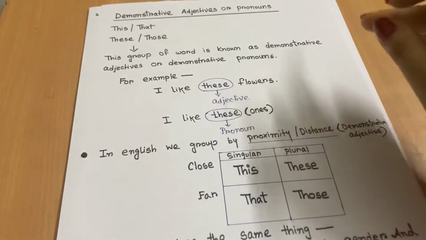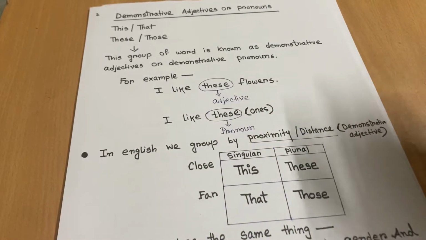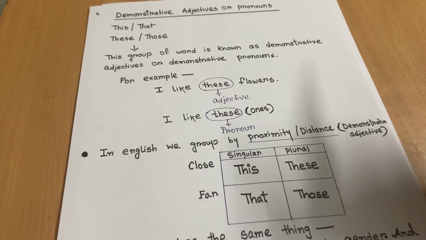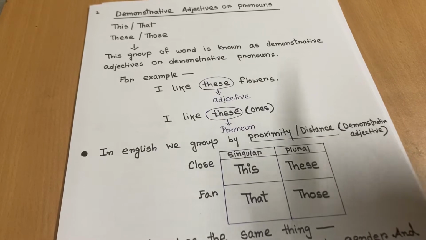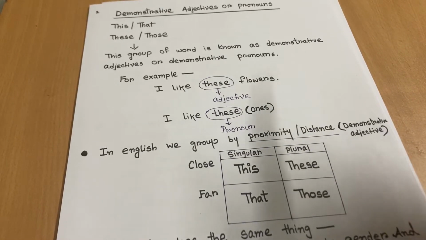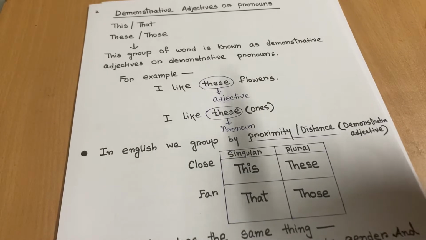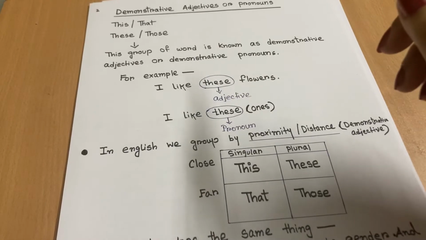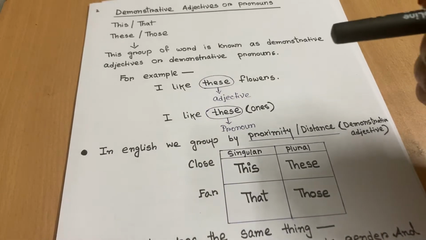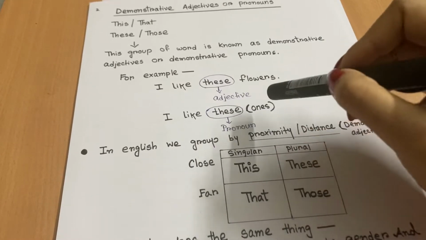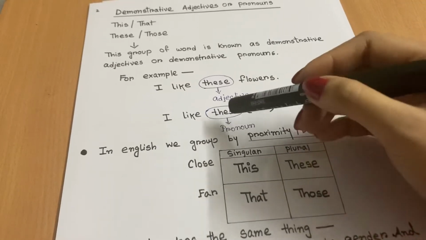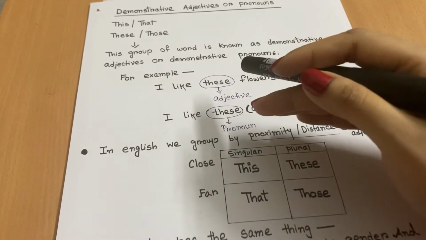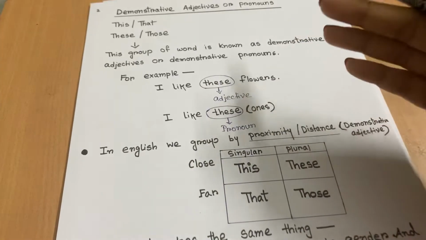But maybe you are seeing all these flowers and you are just holding a few red roses, and you are showing them and saying that I like these. You are not saying what it is, because you are already showing. So whenever you say I like these ones, there is no noun. You are replacing the noun. That's why it is working as a pronoun. So a demonstrative adjective is sometimes used as a demonstrative pronoun.